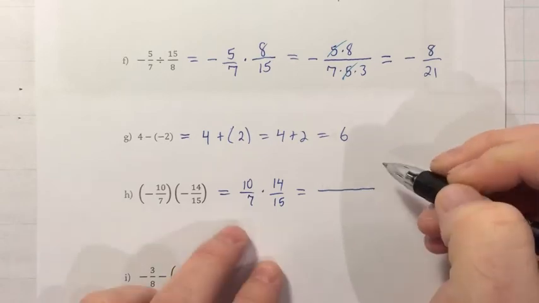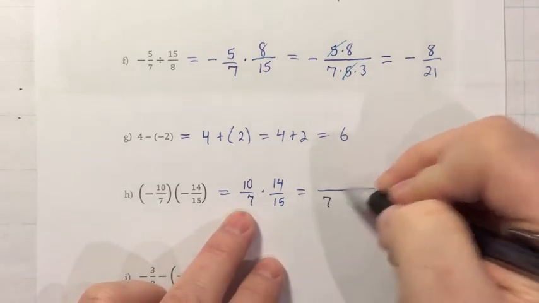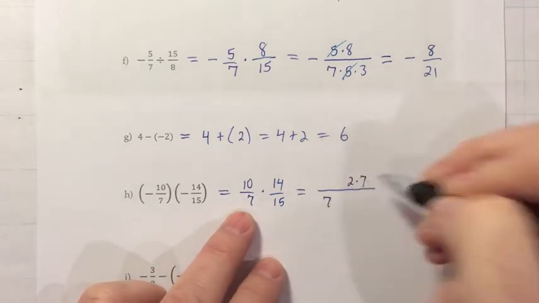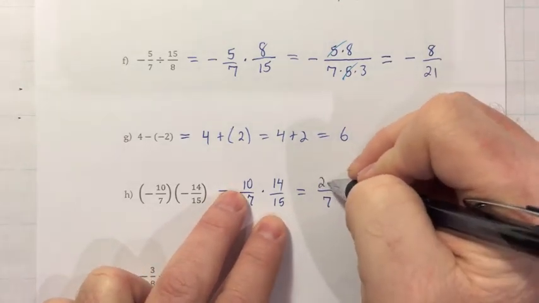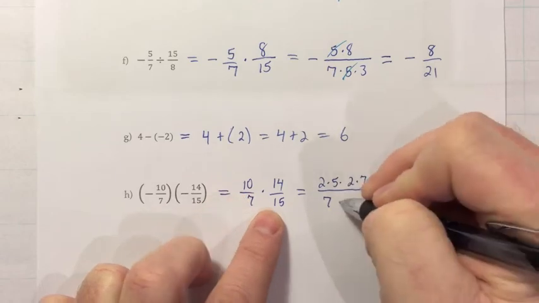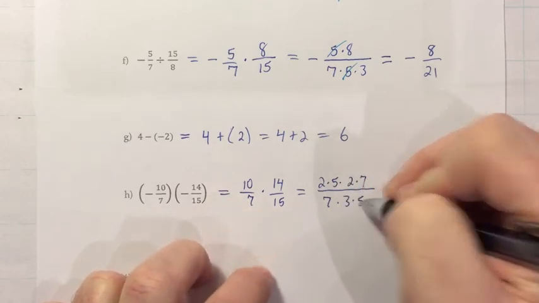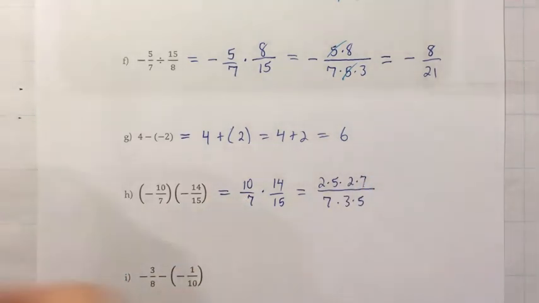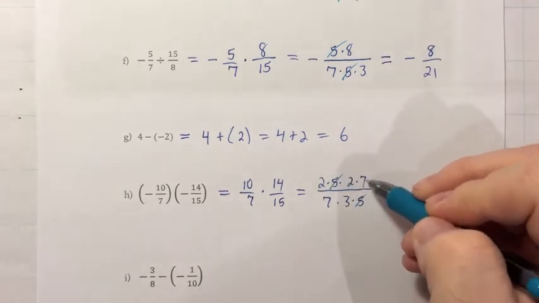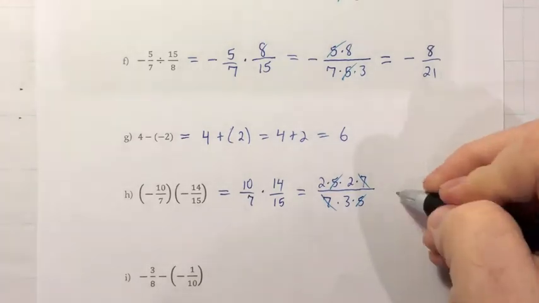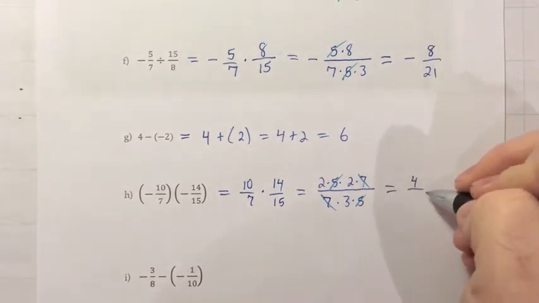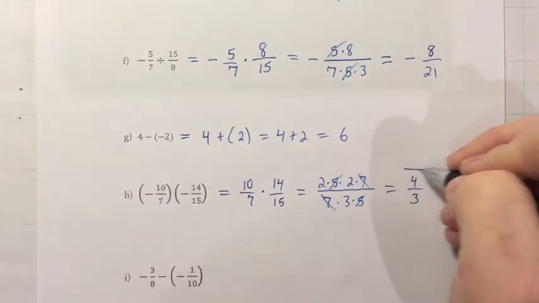Going to multiply across the top, but thinking about cancellation, that 7 would cancel a 7 that's in the 14. The 10 and the 15 have a 5 in common, so 2 times 5 for the 10, 3 times 5 for the 15. And then I can cancel the 5, cancel the 7, and multiply the leftovers. So 2 times 2 is 4, and just a 3 on the bottom.